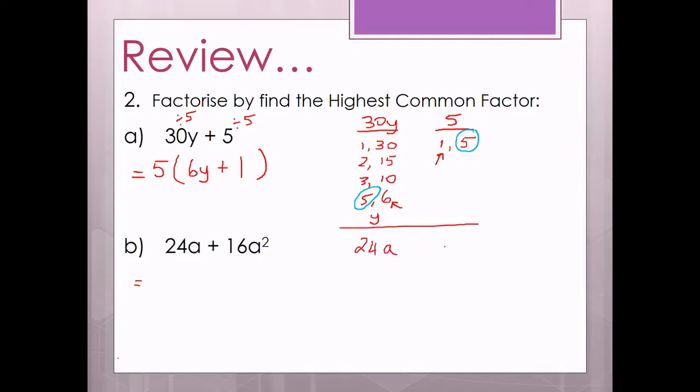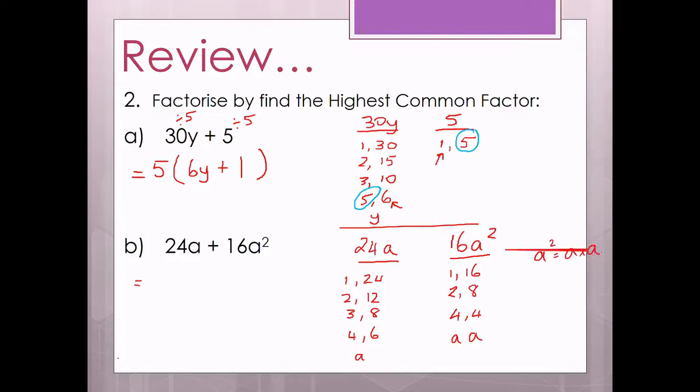The highest common factor of 24a and 16a squared. So I list all of my factors of 24a. That's 1 and 24, 2 times 12, 3 times 8, 4 times 6, and that's it. And I've also got an a down the bottom there. Now remember, with the factors of 16a squared, we've got 1 and 16, we've got 2 and 8, we don't have 3, and then we have 4 and 4, but we also have a times a, because remember, a squared equals a times a. So it's important that when you write down a factor list, like we did in our very first live lesson together, you actually write down a squared as a times a.